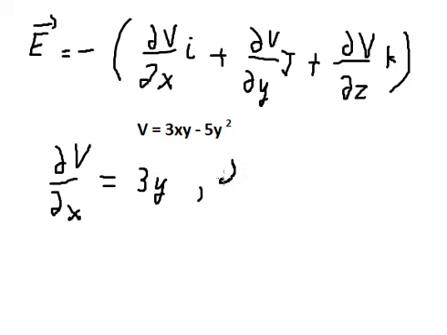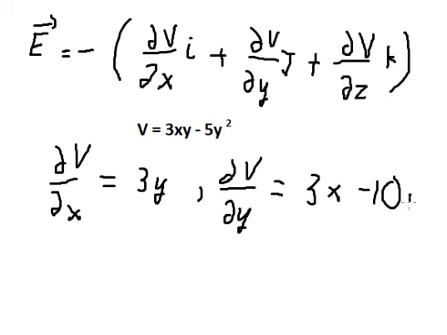Now we do the derivative of V with respect to y. So this one we have 3x minus 10y. And the last one, we don't have z, that means we have 0. So we put everything in here.